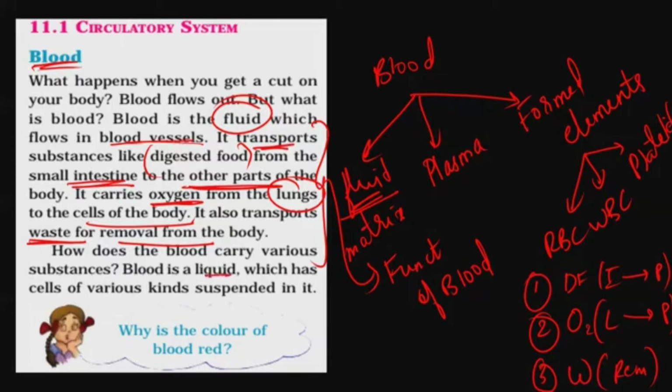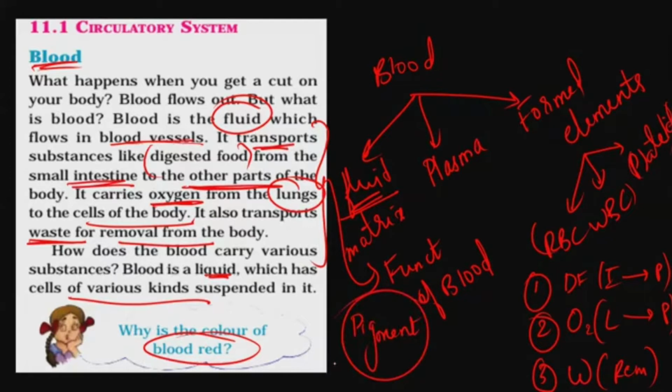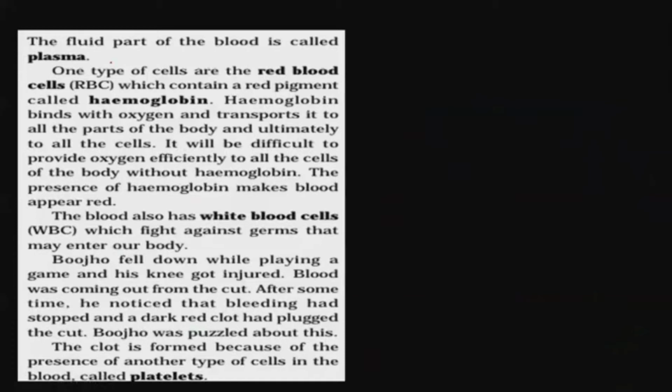Now, blood is a liquid which has cells of various kinds, as I told you, RBC, WBC, platelets. Now, this is a good question. Why is the color of the blood red? So blood contains a pigment, which I will be telling you soon. Yes, so as I told you, the fluid part is called plasma, and some of the formed elements, or the type of cells you can say, are red blood cells, which contain a red pigment. Yes, as I said, it is known as hemoglobin. This is extremely important.